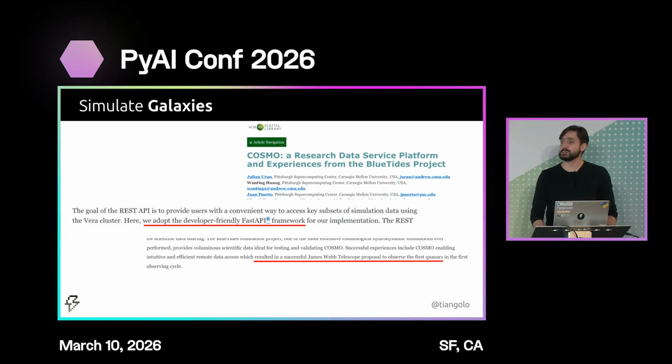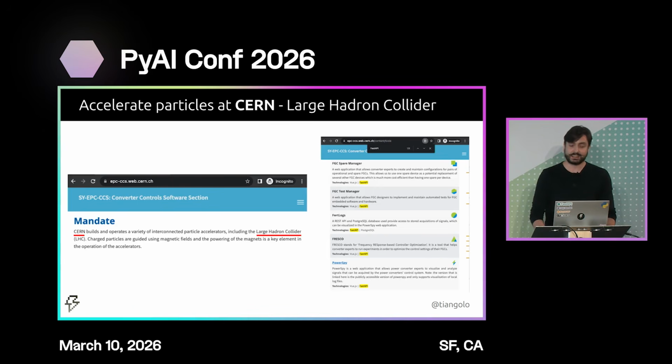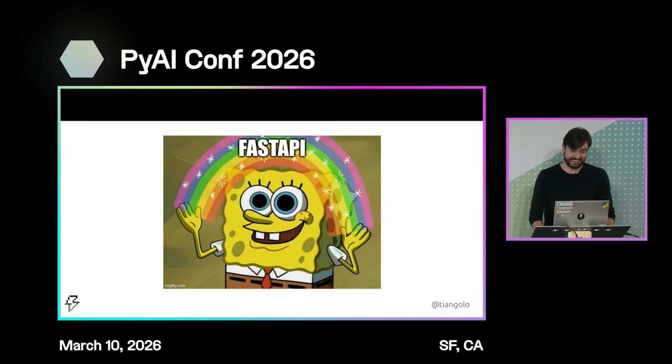They also use it to simulate galaxies, and with that, in supercomputers and stuff, they were able to discover the first quasar. I have no idea what that means. It sounds super cool, so I had to take the screenshot. And they use it to control particle accelerators at CERN, like the Large Hadron Collider. It sounds super scary as well. I hope nothing breaks. So yay, FastAPI.